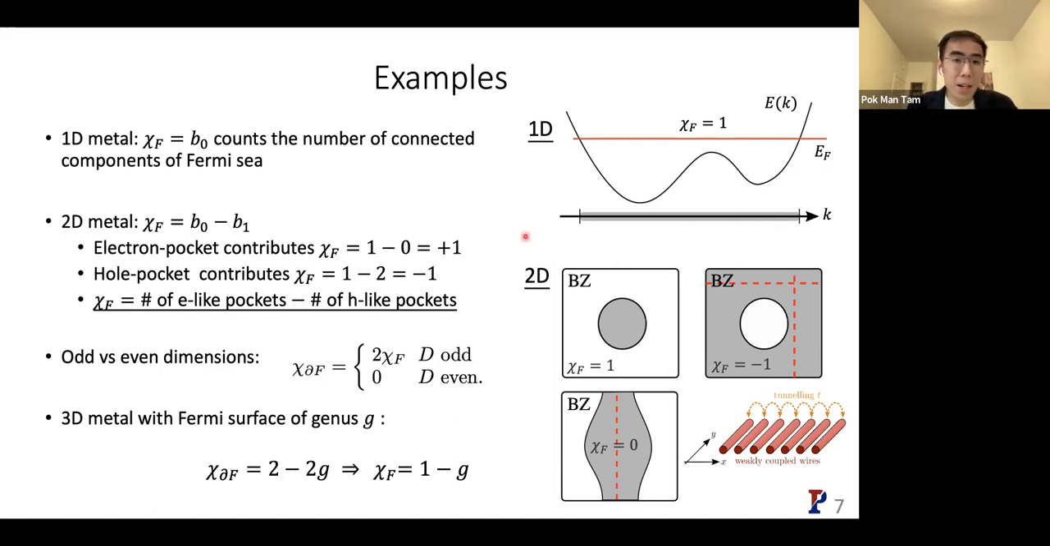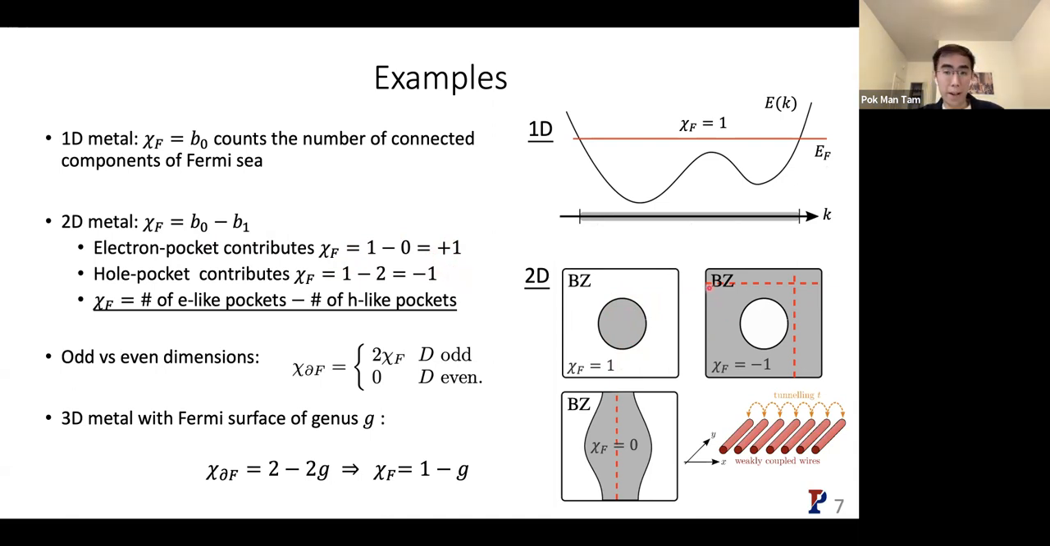In 2D, we now have to involve B0 and B1 in general, even when you don't have a completely filled band. Even when you have just a Fermi surface like these electron pockets or hole pockets, you also have to involve both B0 and B1. For example, when you have an electron pocket, the Euler characteristic is +1, because B0 equals 1, you have one component. B1 equals 0, because any cycle can be contracted to a point. There are no non-trivial cycles. And so chi_F equals +1 for each electron pocket.